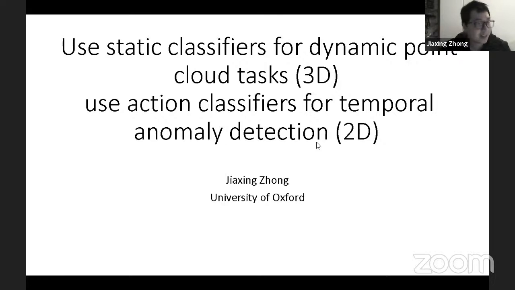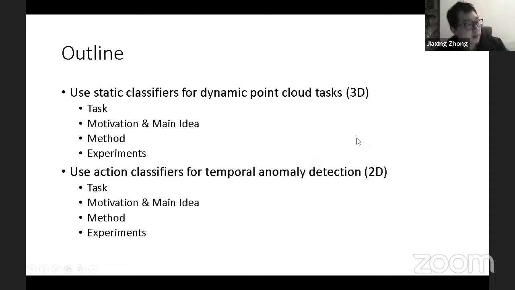Well, let's first look at our outline today. In each project, we will talk about the task, motivation, and main idea, and our methods, as well as the experimental details.